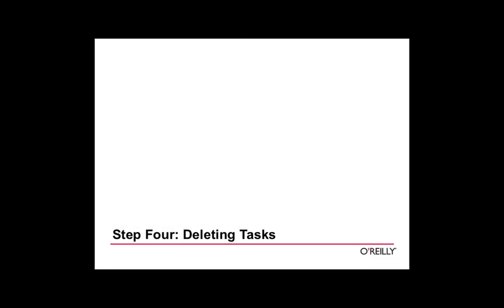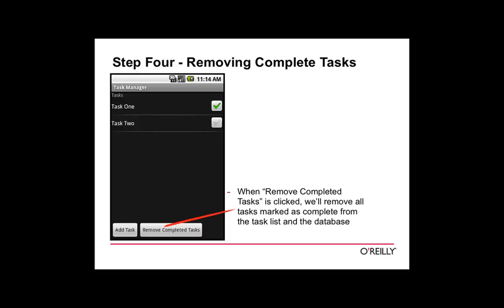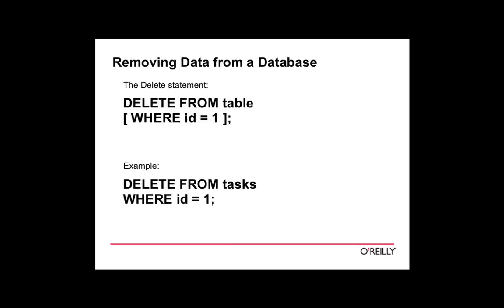So the next step is when you delete tasks, we want to get rid of them out of the database. So now we're down to the last in our CRUD acronym, the D part: create, read, update, delete. We've done all of those things except delete now, and we want to delete the tasks out of the database when the user clicks the remove completed tasks and there are completed tasks in the list. We will delete them, and that is done by issuing a delete statement.